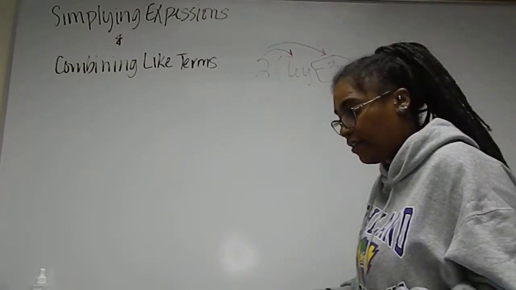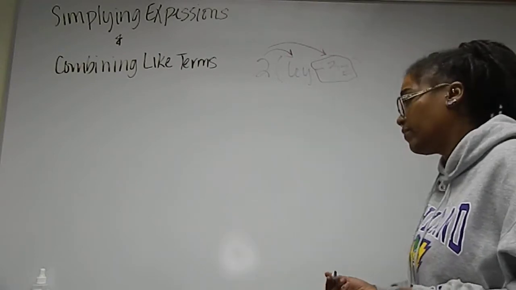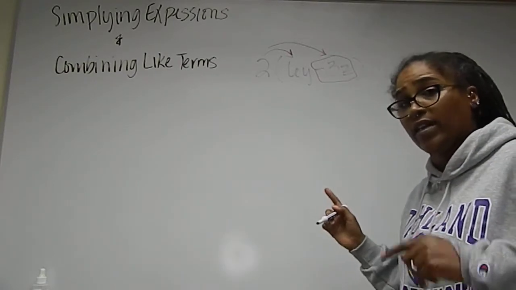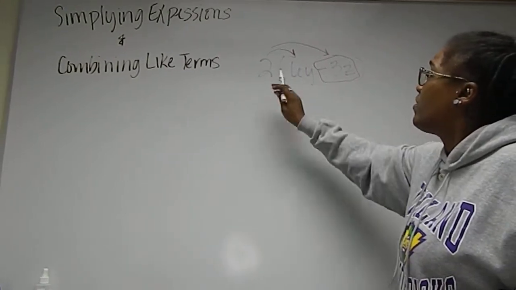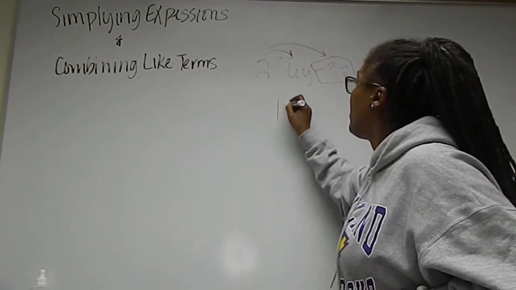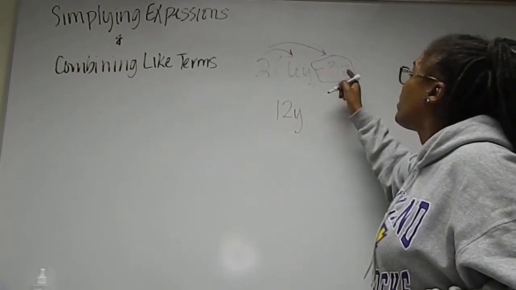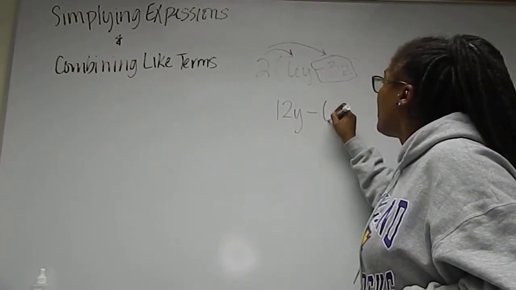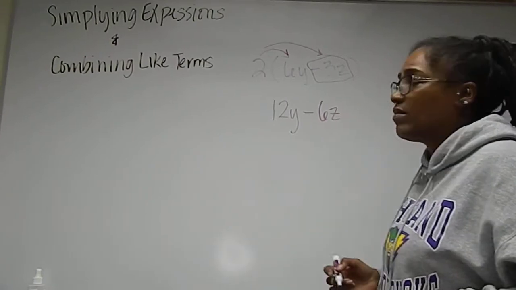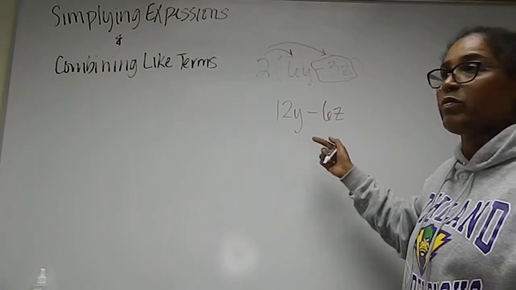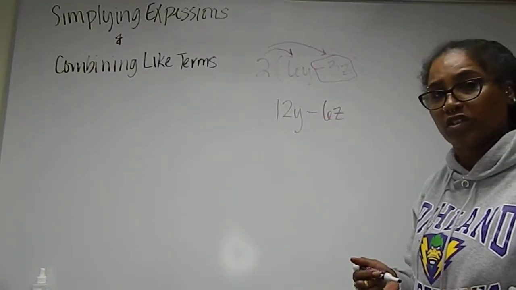Because your sign is always going to be in front of your number. So a number can't have 2 signs. It's only going to have that one sign, okay? So 2 times 6, 12y. And 2 times negative 3z, negative 6z. And that is it. We can't combine these because they are not like terms, but we have simplified this expression, right?